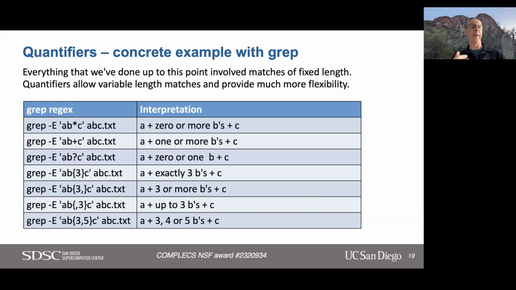In the third example, we use a question mark instead. And this means we're looking for exactly 0 or 1 Bs. And then in the next four rows, we look at the matches using that curly brace notation. So looking for A followed by exactly 3 Bs, 3 or more Bs. That's a case where we have 3 comma, but we don't specify an upper bound. Up to 3 Bs, and then finally exactly 3, 4, or 5 Bs, again followed by the C.